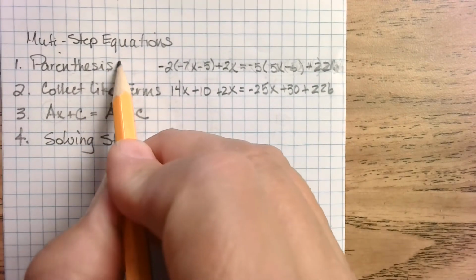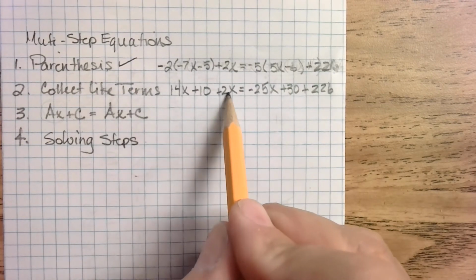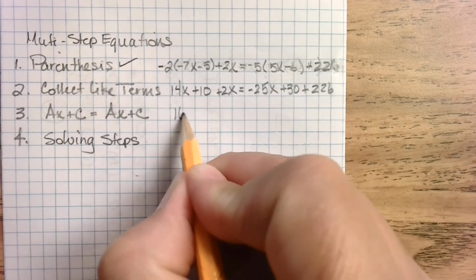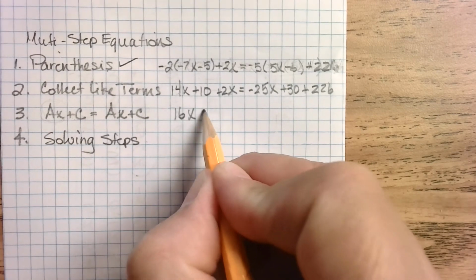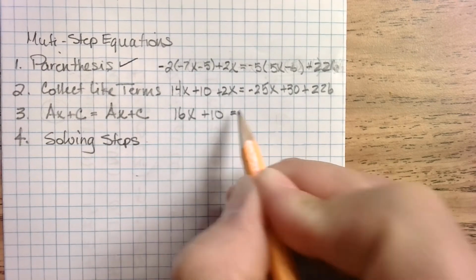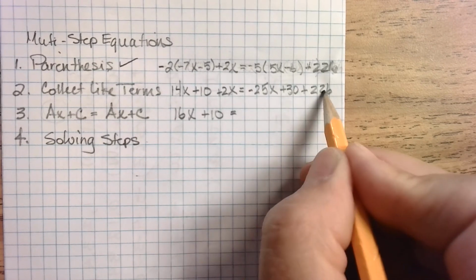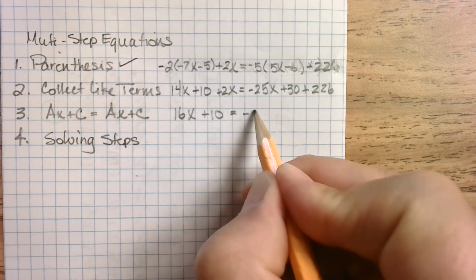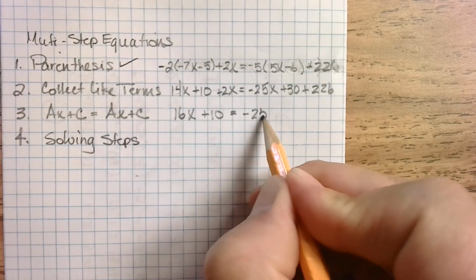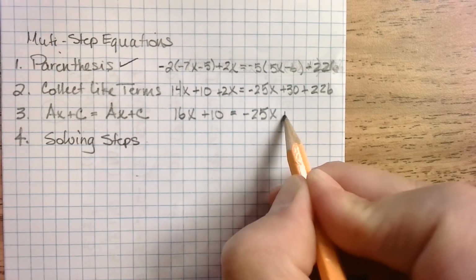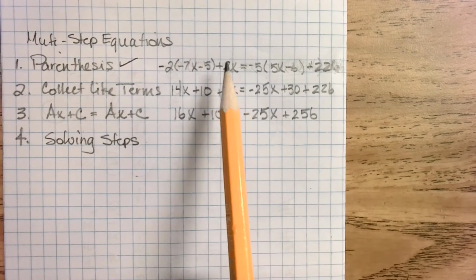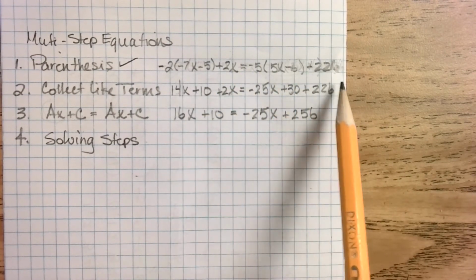Okay, now we want to collect like terms. We've done this already. I will add these two like terms together. That will give me a 16x plus 10. We add these two terms together. That'll give me a negative 25 plus 256. And so again, you know you're doing your algebra right because it flows really nicely.